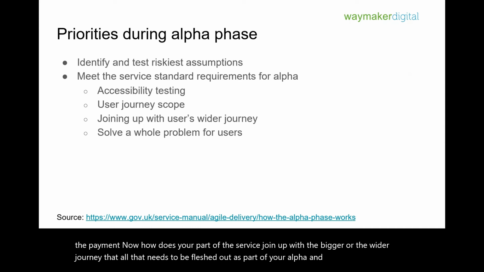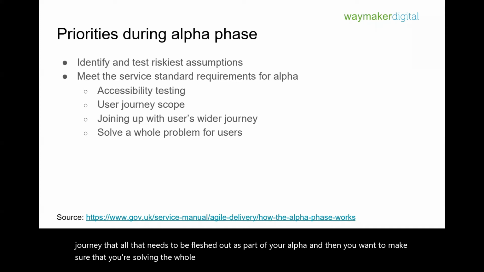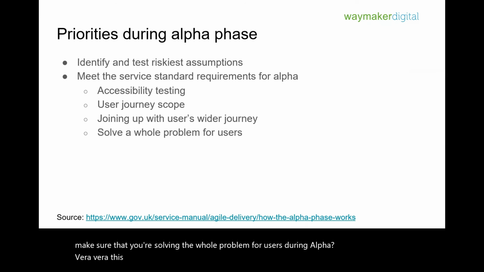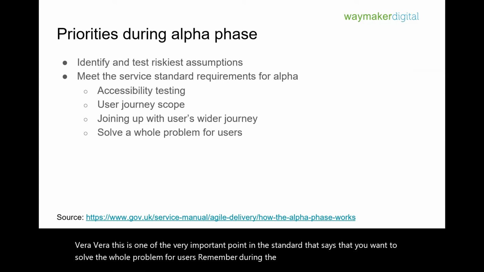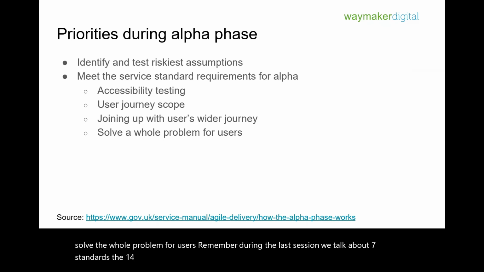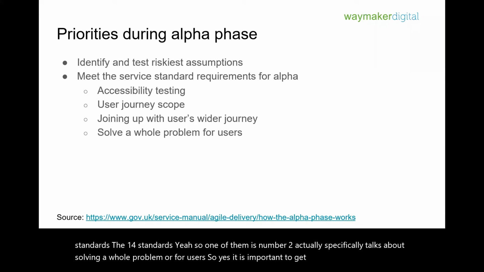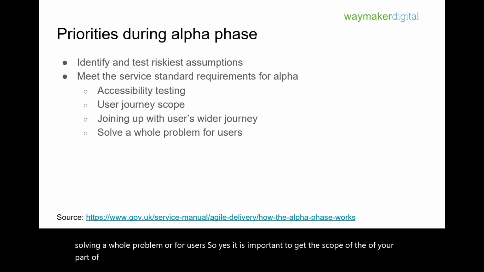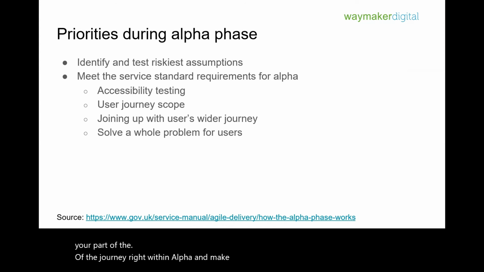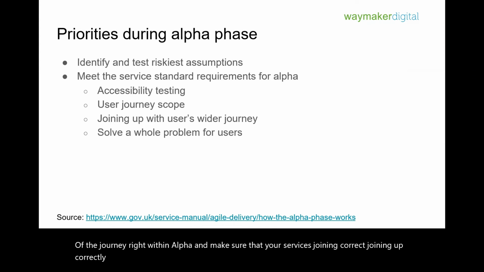And then you want to make sure that you're solving a whole problem for users during alpha. This is one of the very important points in the standard. Remember, during the last session, we talked about the 14 standards, yeah? One of them, number 2, specifically talks about solving a whole problem for users. So yes, it's important to get the scope of your part of the journey right within alpha, and make sure that your service is joining up nicely with the user's wider journey.